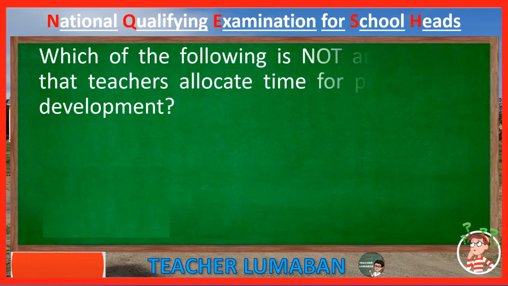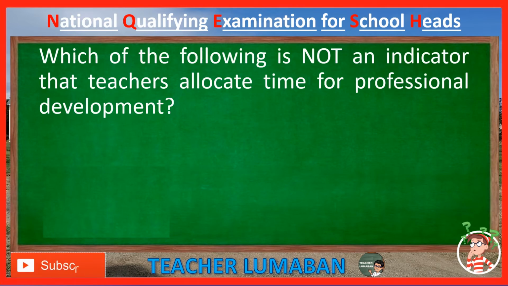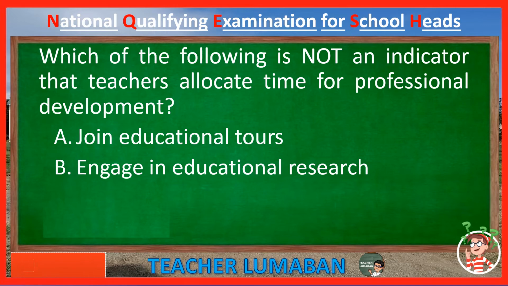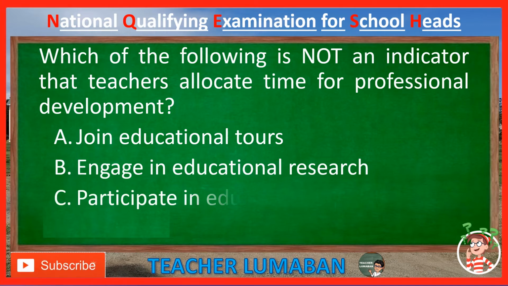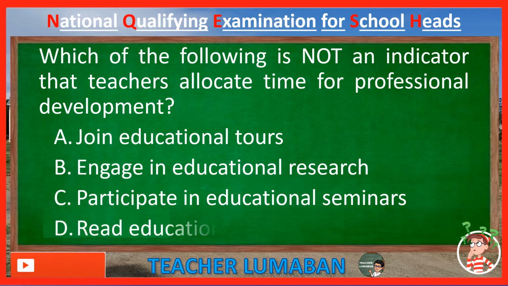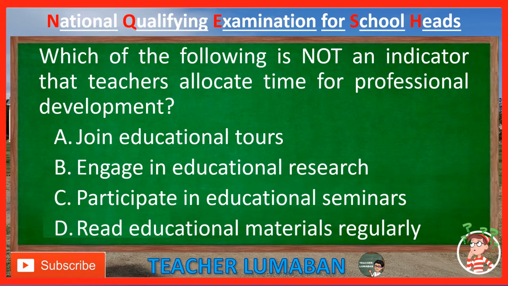Which of the following is not an indicator that teachers allocate time for professional development? Letter A, join educational tours. Letter B, engage in educational research. Letter C, participate in educational seminars. Letter D, read educational materials regularly.